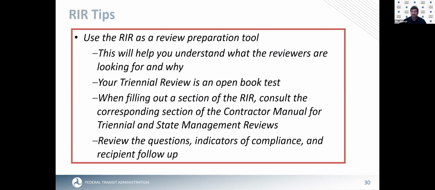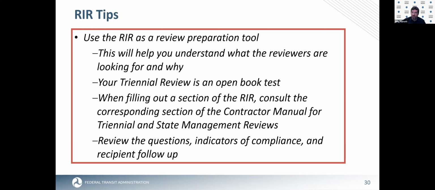Okay, so that was a lot of stuff. Here are some tips that will hopefully make you feel a little bit better about all this. If this RIR seems like a tall ask, it kind of is, but it's an excellent review preparation tool. As you're gearing up for your triennial review, gathering your RIR submission will really help you focus in on what your reviewers will be looking for, the questions they might ask. In fact, I would suggest alongside your RIR using the FY22 Contractors Manual, which will actually show you the questions that the reviewers might ask.